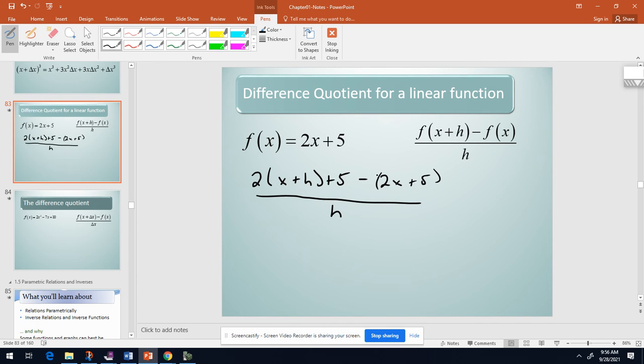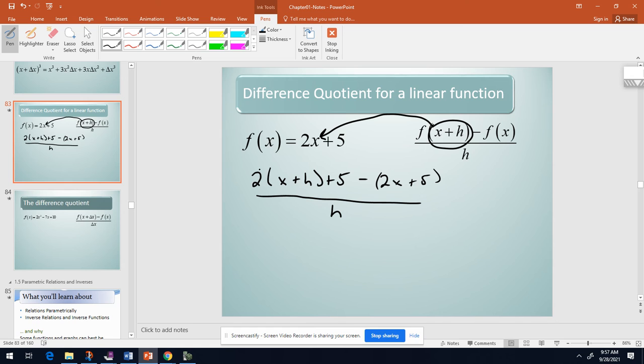So what did I just do there? I took f of x plus h. I took this and plugged it into that x value, right? And just wrote that function, right? Here's the 2. What did I plug in for x? X plus h. And here's the 5. Then I'm going to subtract f of x. F of x is 2x plus 5, all over h.